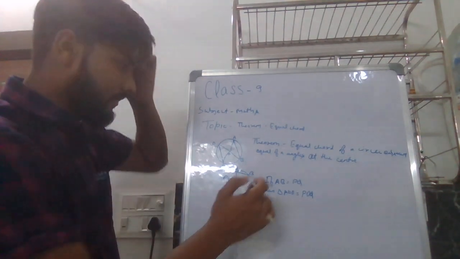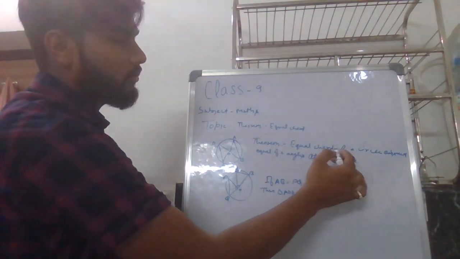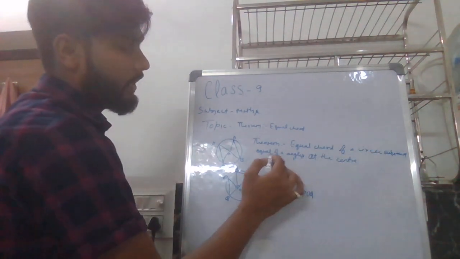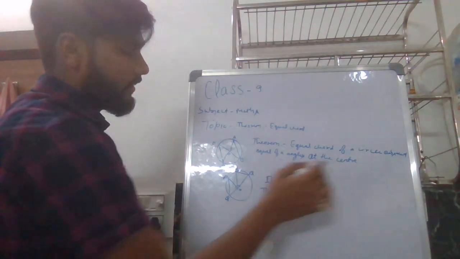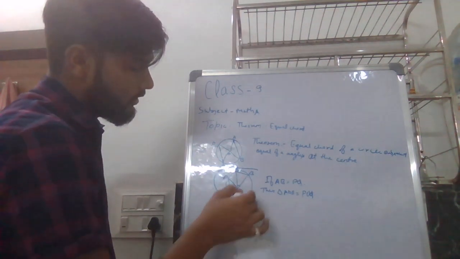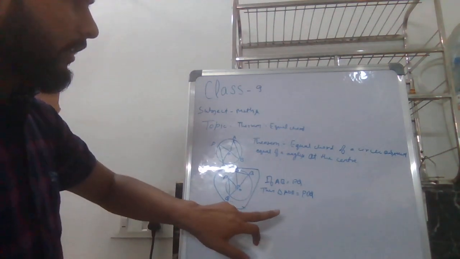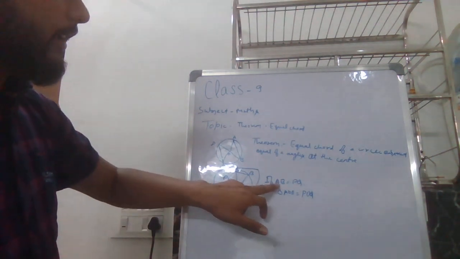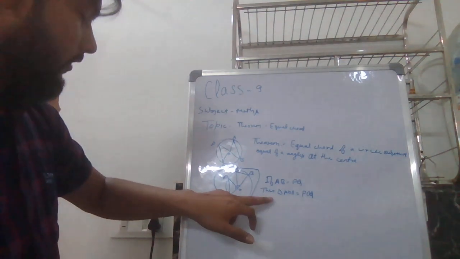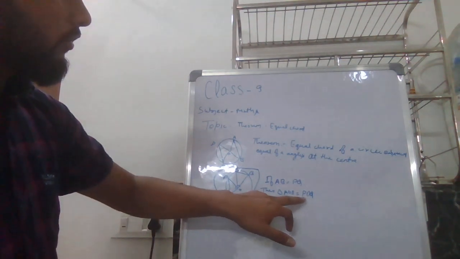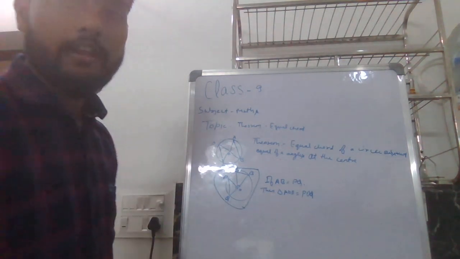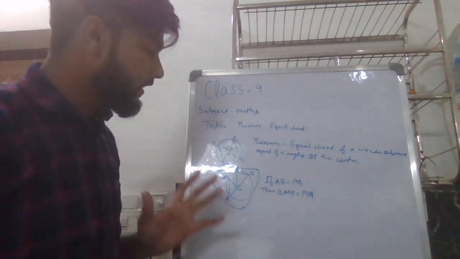As the theorem says, equal chords of a circle subtend equal angles at the center. So this will be the construction of the circle, and here we can see that if AB is equal to PQ, then triangle AOB is equal to triangle POQ. So here the statement is proved.